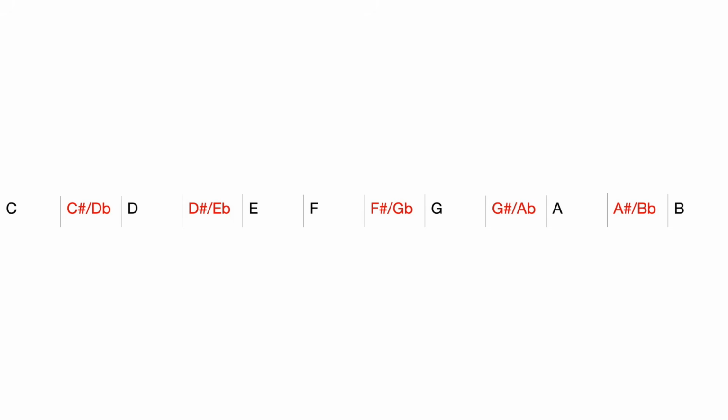Our next option for borrowing chords is building a chord off a note that's not present in the key at all. So again, we'll stick with C major just for continuity's sake. We could build something off the C sharp or G flat, D sharp or E flat, F sharp or G flat, G sharp or A flat, or A sharp, B flat.